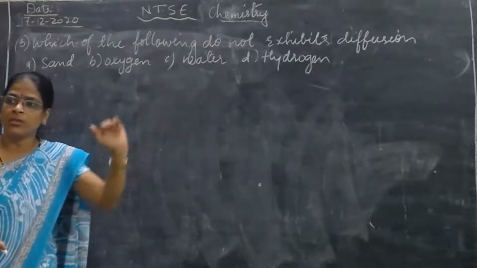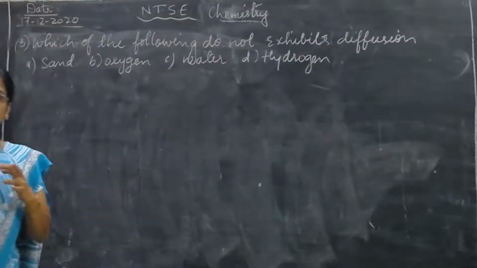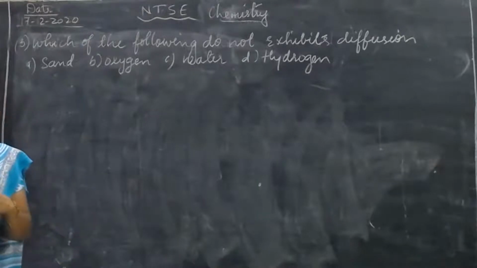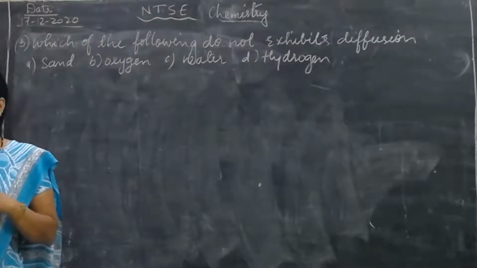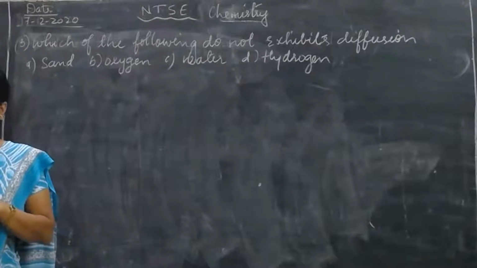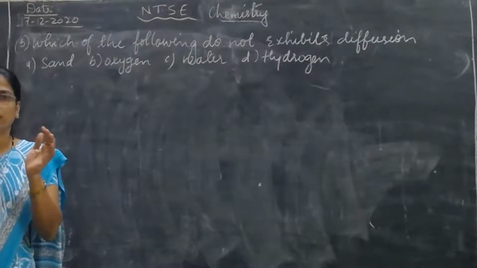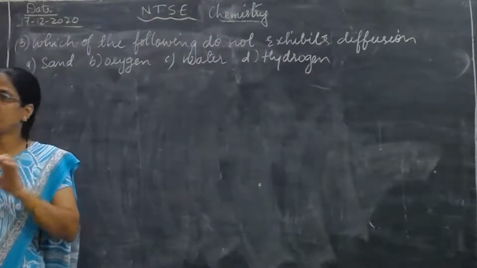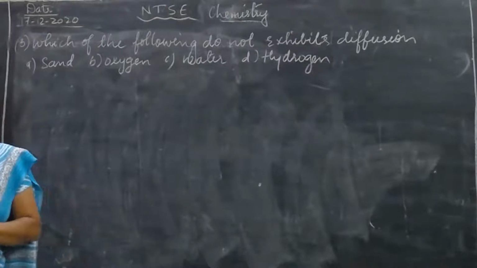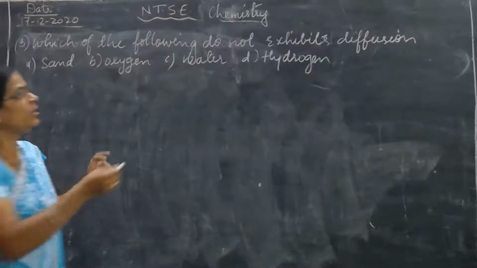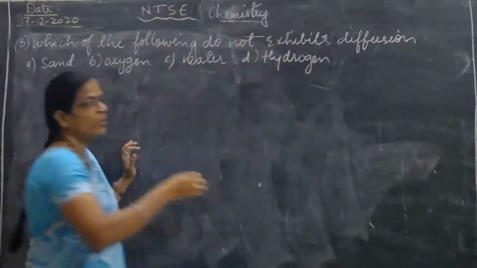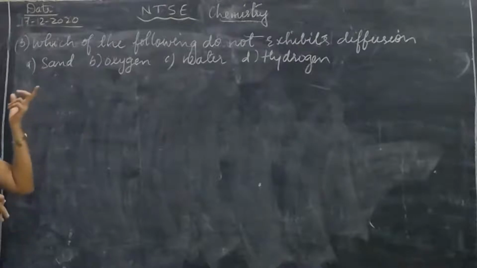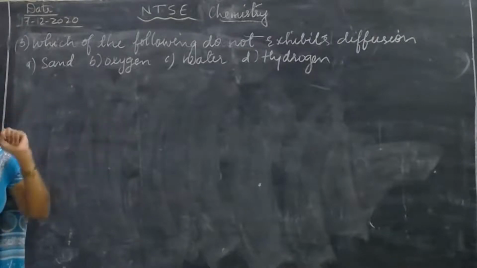Diffusion is seen in solids, liquids, and also gases. But diffusion in solids is less. Why is it less? Because in solids the molecules are compactly packed, so the movement is not so easy. Which among the following does not exhibit diffusion? The movement of particles is very essential for mixing. As they are compactly packed, the movement is not possible.